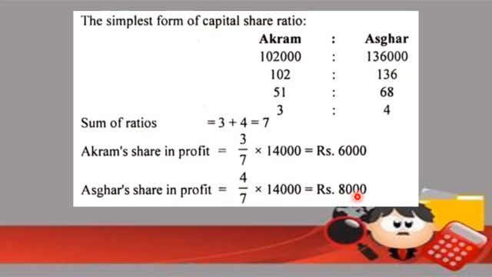And to check our answer, whether it is correct or not, we will add the profit of both the partners, and if this is equal to the sum, then it means our answer is correct. 6,000 plus 8,000 is equal to 14,000. This is the total amount of the profit.